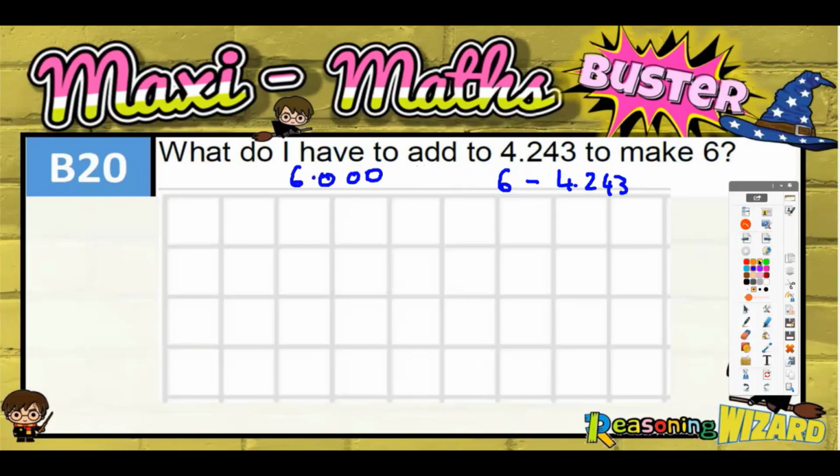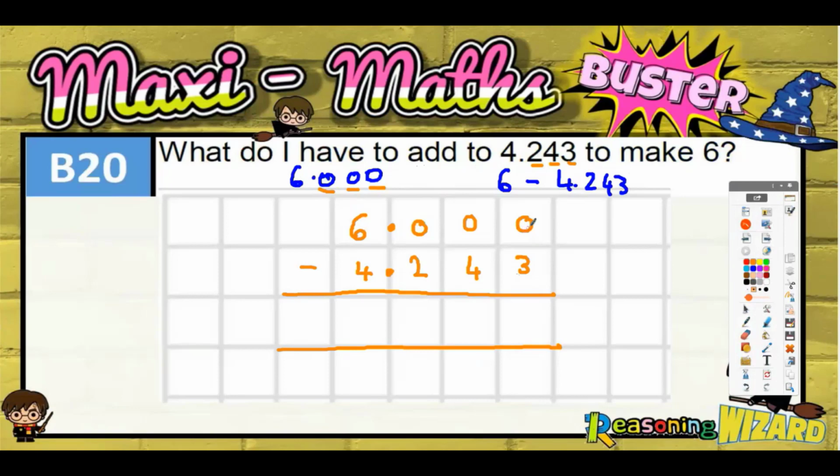Now the reason why I'm doing that is because there are 3 digits after the decimal point on this 4.243. So we really need to make 3 digits after the decimal point on the 6 as well. And to do that, we'd have to call it 6.000. So now we're ready to do it. 6.000 take away 4.243. If you turn that into column method by putting your lines in ready for your answer, all you've got to do now is work it out.